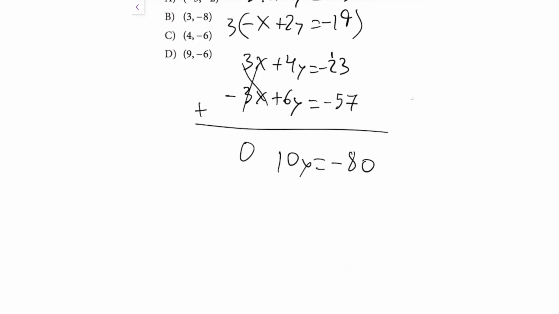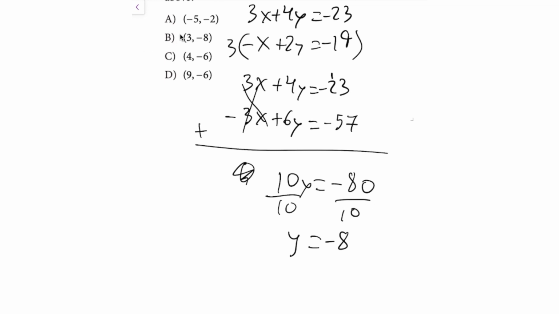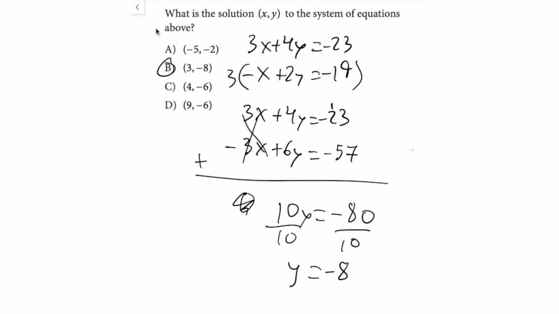So I can get rid of this. So I get 10y equals negative 80, divide by 10, so I get y equals negative 8. And notice, B is my only answer where y is equal to negative 8. So I can just pick B before I take this y and plug it back in for x. Now, if you wanted to check your answer, you can do that. But if you want to find a quick answer, you can just pick that and be done with the problem.